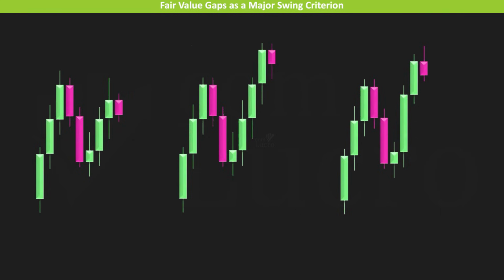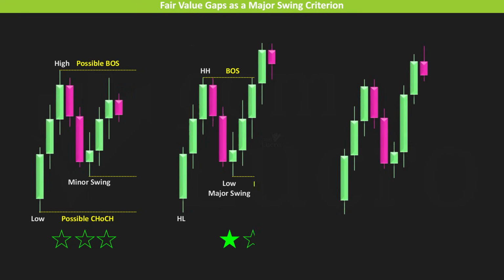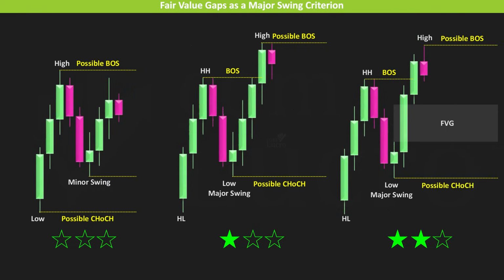Here we have 3 price examples. The first one shows neither a break of structure nor an imbalance, so it is classified as a minor swing. A break below this level does not signal a change in momentum or a reversal. The second example is the origin of the breakout, but does not include an imbalance. For that reason, it is considered a major swing, but only with 1 star. The third example is both the origin of the breakout and the source of an imbalance, which makes it a major swing with 2 stars. Up to this point, we have covered 2 criteria that define a swing point as important and major.